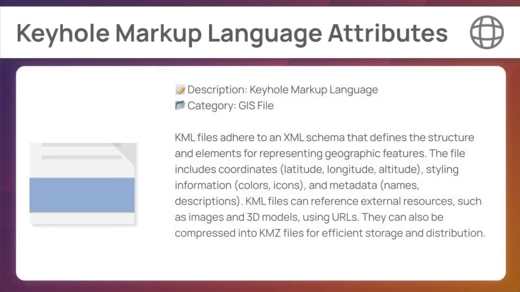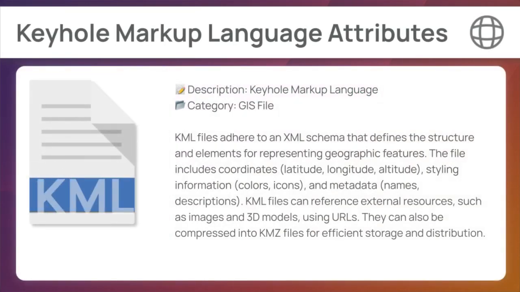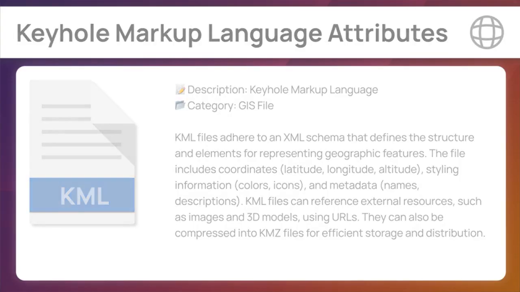KML files adhere to an XML schema that defines the structure and elements for representing geographic features. The file includes coordinates (latitude, longitude, altitude), styling information (colors, icons), and metadata (names, descriptions). KML files can reference external resources, such as images and 3D models, using URLs. They can also be compressed into KMZ files for efficient storage and distribution.